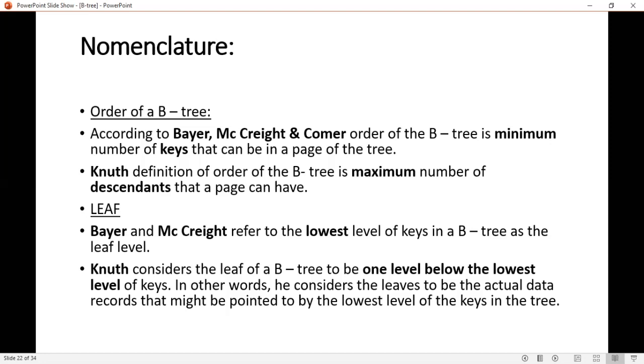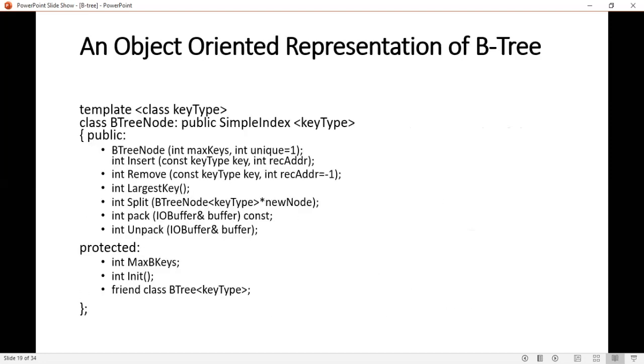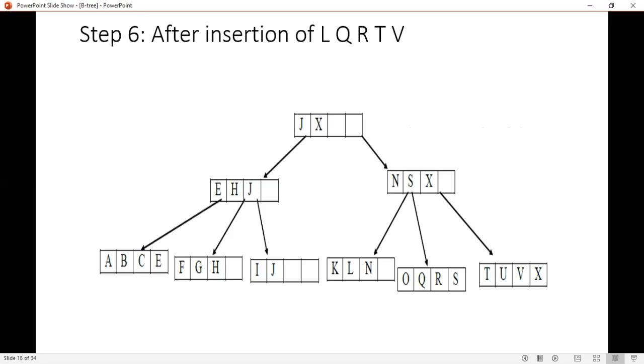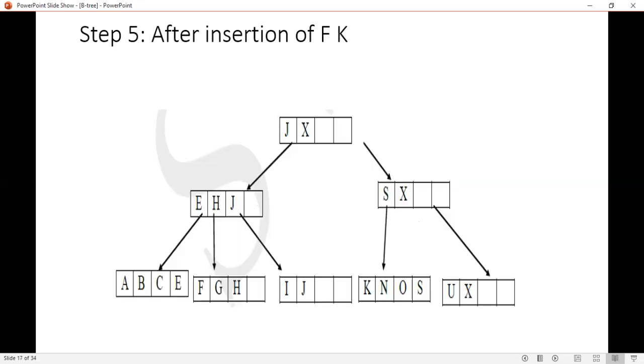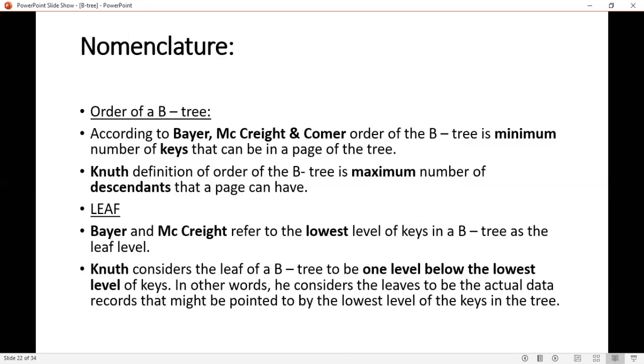In our example, we saw that if the root node has four keys, then it can have four descendants. That means if the order is 4, a page can have 4 descendants, which are nothing but the child nodes at the next level. Understood, right?